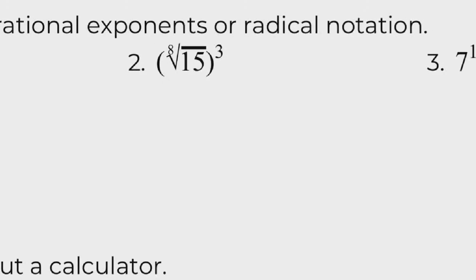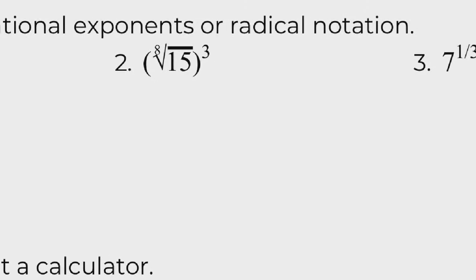Okay, next we have a radical. So we want to rewrite this as a rational exponent. So 15 is our base, that's going to stay as our base. 3 is the exponent, so that's going to go on the top, and 8 is the index or the root, so that's going to go in the bottom. So this would be 15 to the 3 over 8 power.